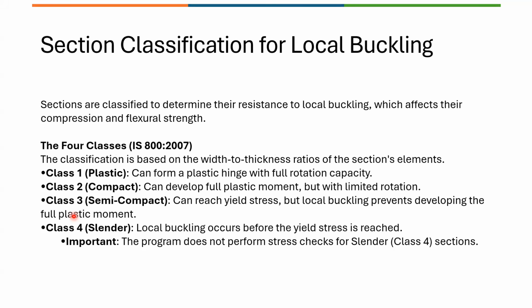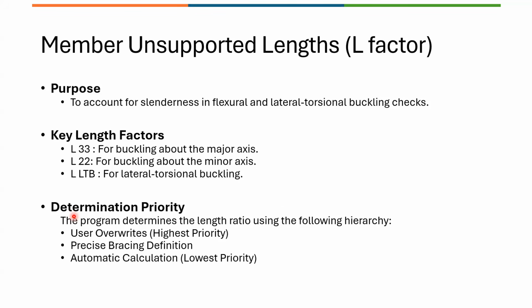So section classification is the main start with the steel design. The program classifies this as per the AISC 360 code listed here: class 1, 2, 3. Class 4 is not handled by the program. And then the L factor, which is the unsupported length factor, is automatically obtained by the program from the model itself.